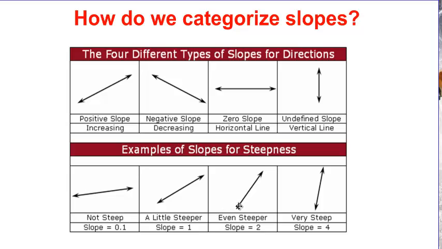To the right, if you move again, it gets even steeper yet, and it's going to have a bigger slope of 2. And all the way on the right, you can see that it's a pretty drastic line. It's pretty steep, and we say it would have a slope of 4, for example. So as it gets steeper, the slope gets further from 1.